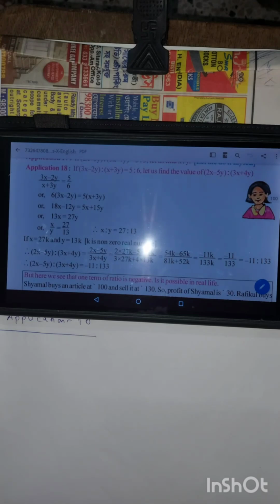So application 18 says, if 3x minus 2y is to x plus 3y equal to 5 is to 6, let us find the value of 2x minus 5y is to 3x plus 4y. So let us solve it.